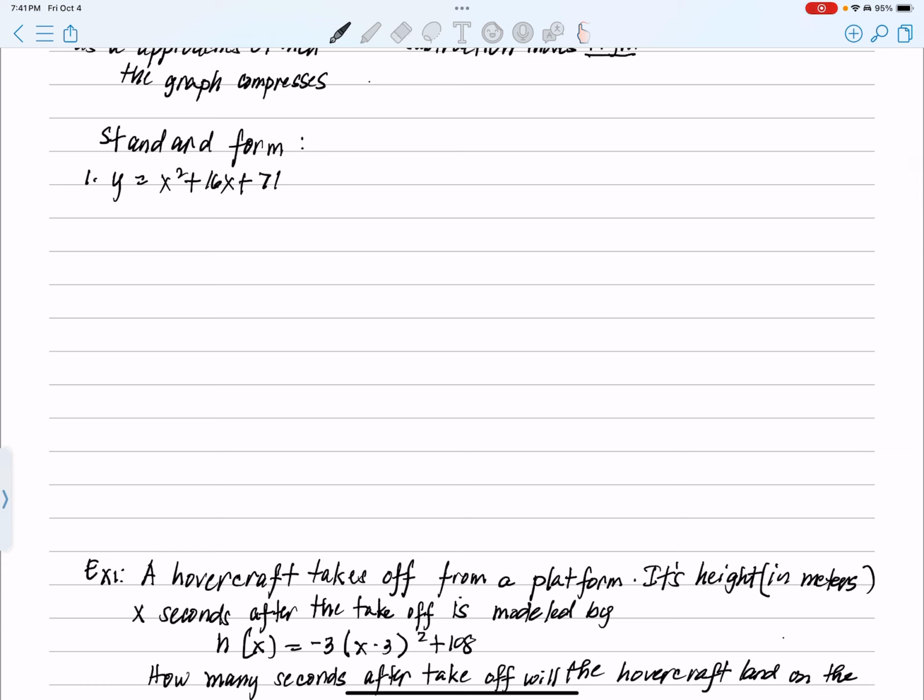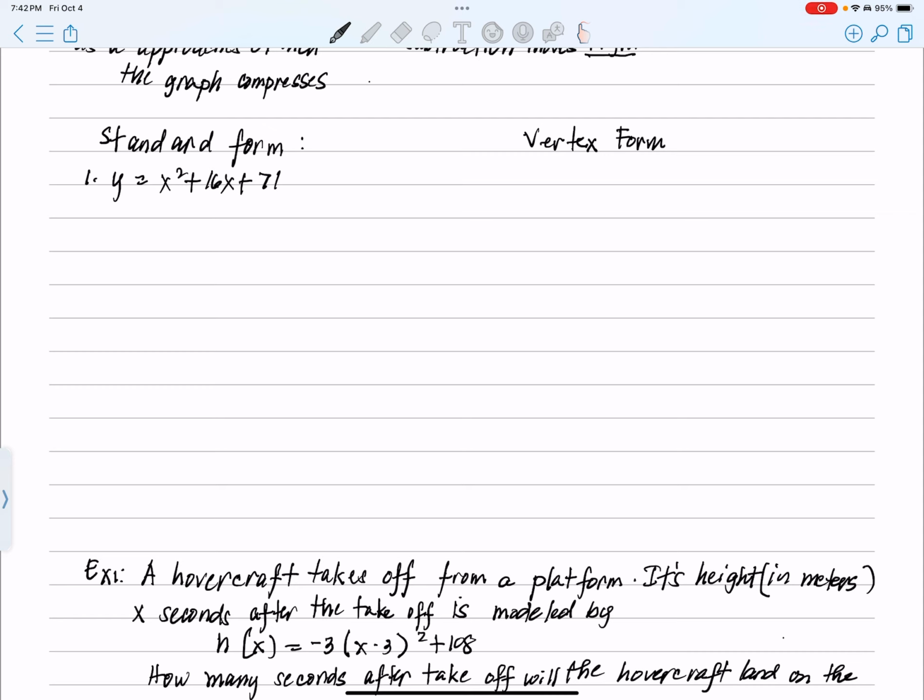But first, we have to know how to convert from standard form into a vertex form, especially if the problem is giving us the vertex form. Okay? So this is our vertex form, and let's see what happened to our standard form. All right. We have y equals x squared plus 16x plus 71.